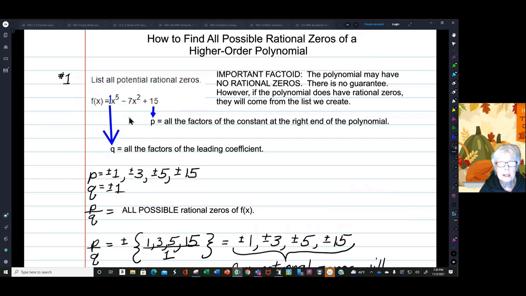What we're going to do is find a pool of numbers, or a list of numbers, such that if there are rational zeros for a particular polynomial, they are guaranteed to be in that list. So here's how it works. We're going to be finding our P's and Q's.